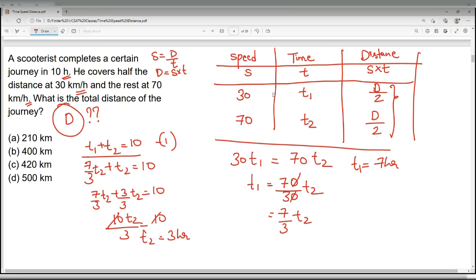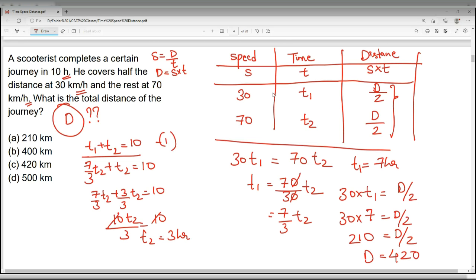And what is the distance? D by 2 is 30 into T1. Now we know T1 is 7 hours, so 30 into 7 is equal to D by 2. This is 210 equal to D by 2. D is equal to 420 kilometers. Like we have multiplied the 2 here. So D is equal to 420 kilometers. The option is C.